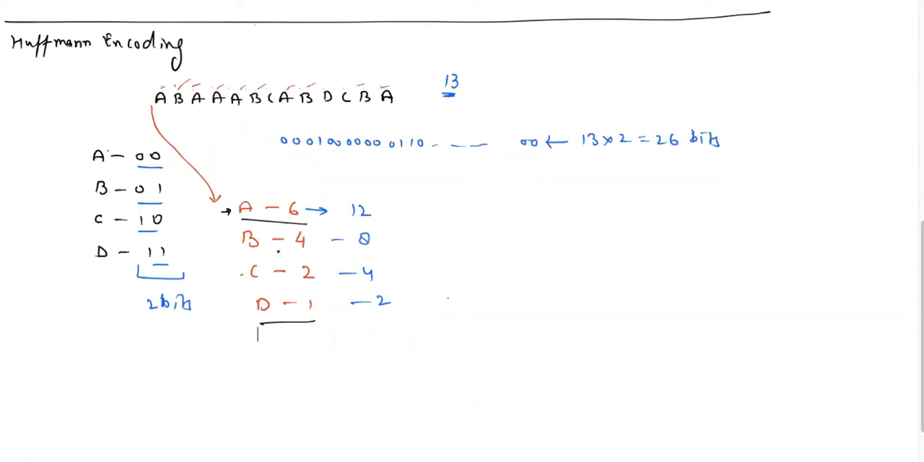So instead, what we are doing is that we should be providing a smaller length code to the character which is repeating more, and we may provide larger length code to the character which is repeating less. So this brute force approach, we will not use this brute force approach.